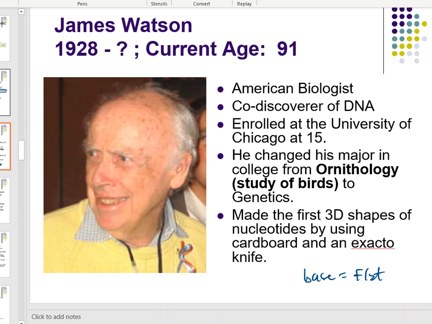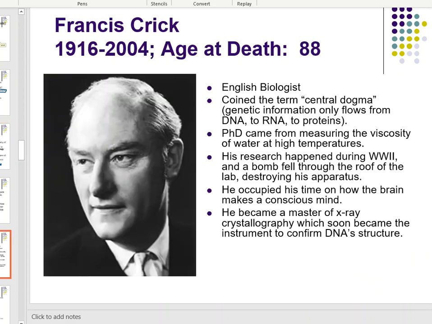But here he is. James Watson had what I'm going to call a partner in crime. And this partner in crime, his name was Francis Crick. And here's Francis Crick from 1916 to 2004. So he passed away not too long ago. Age of death was 88.